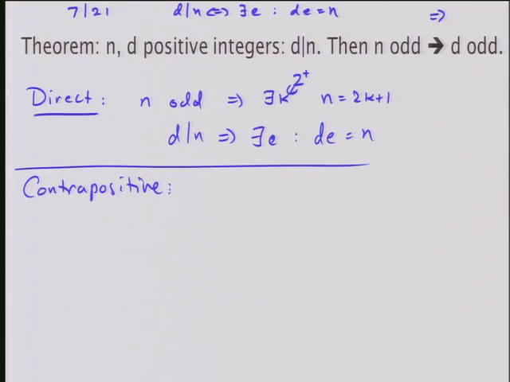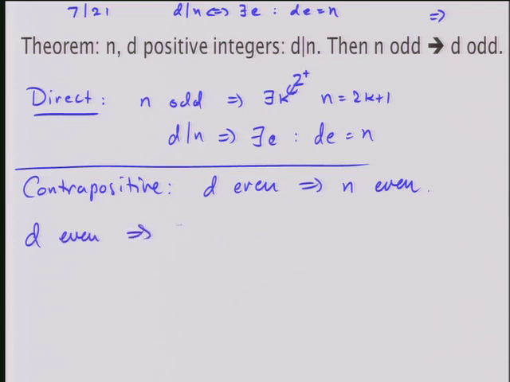So what's the contrapositive of this? If n is not odd, if d is not odd, then n is not odd. So if d is even, then n must be even, right? So does everyone see that this is much easier to prove? Because what does it mean? d is even.